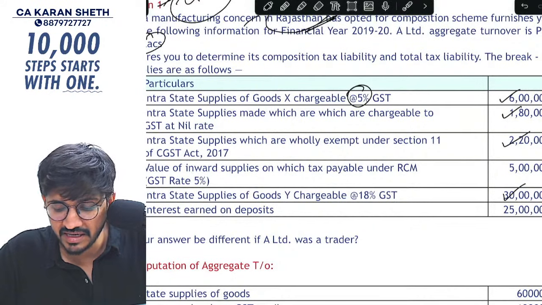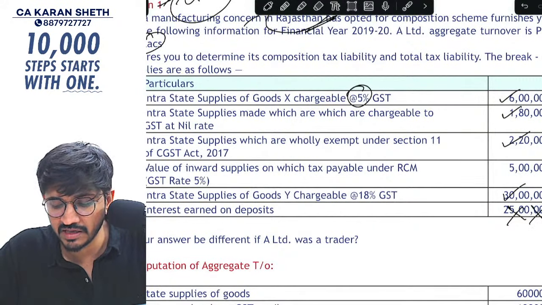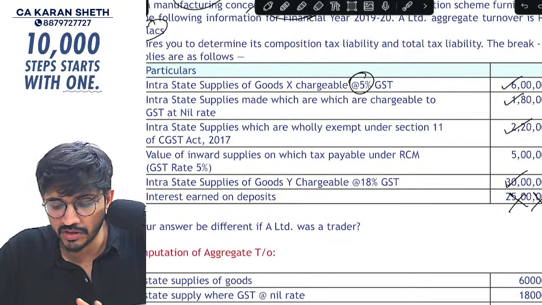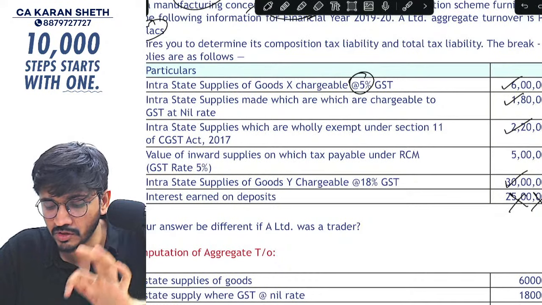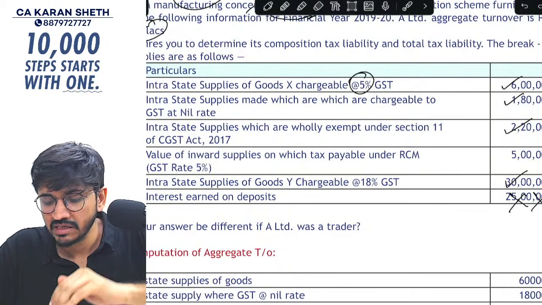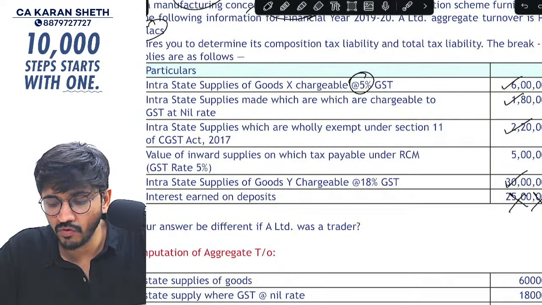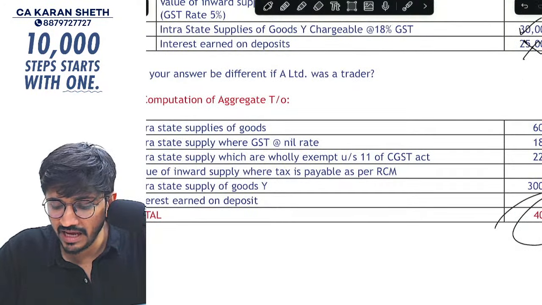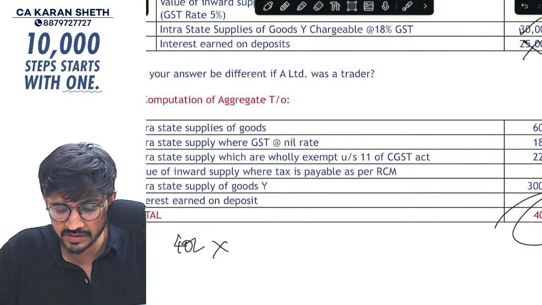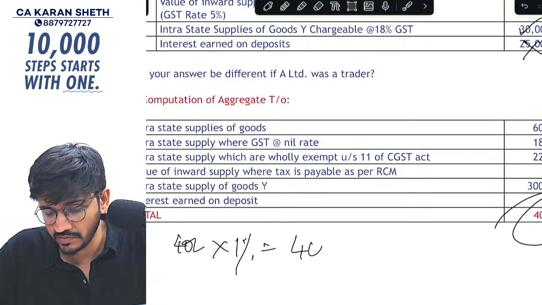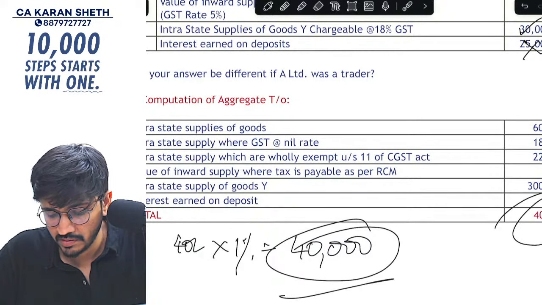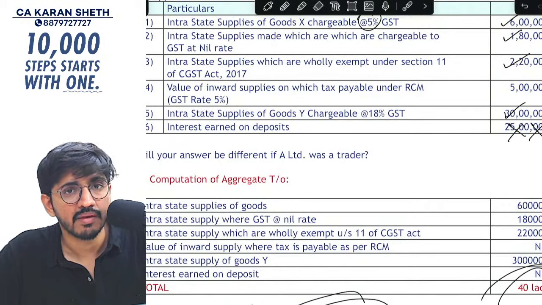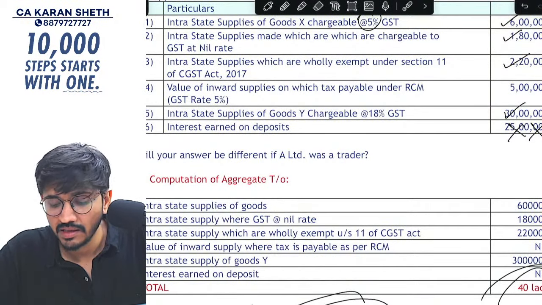right? And interest earned, you are not taking it even in the current financial year, right? So outward supplies अपना sorted है. 30 plus 2 lakh 20 plus 1 lakh 80, that's 32, 33, 34, 40, right? 40 lakhs. 40 lakhs multiplied by 1% makes it 40,000, right? Perfect.